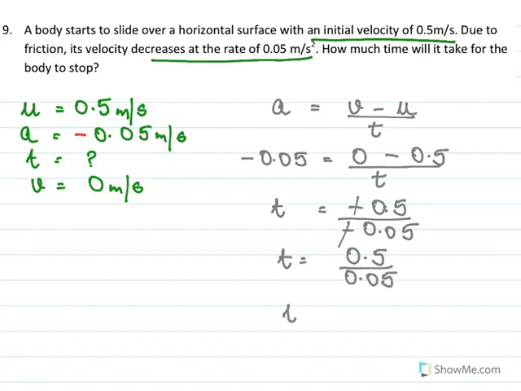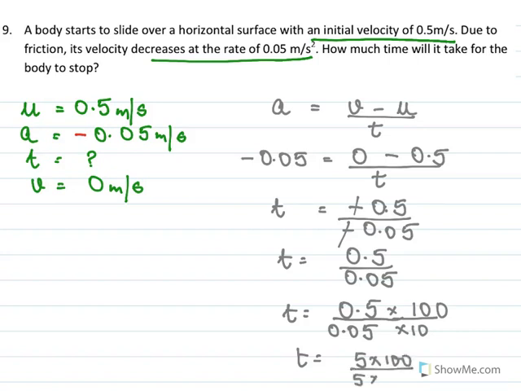Now we need to get rid of the decimals. So to get rid of the decimal in the numerator, we will put 10 in the denominator, and in the denominator we have 2 decimal places, so here we will put 100. So here we get T equal to 5 into 100 over 5 into 10. You cancel this out, the answer is 10 seconds. So it will take 10 seconds for the body to stop.